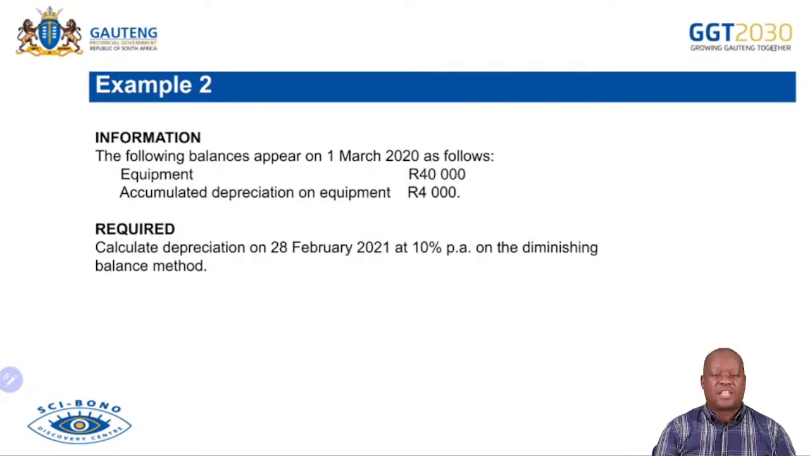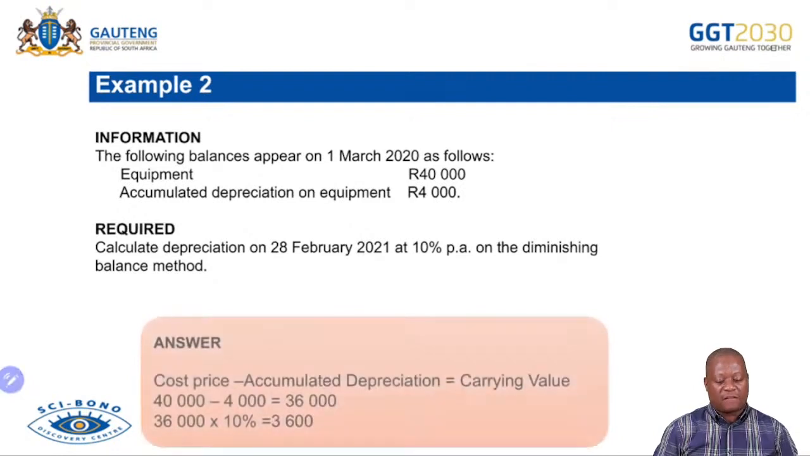Now, the rate is 10% and the method is diminishing balance method. Very important, method. So the minute they say the method is diminishing balance method, before you can do anything, please do me this favor. Find your carrying value. How do we find carrying value, by the way? Cost minus accumulated depreciation. So the cost is 40,000, accumulated depreciation 4,000. So we can now find our carrying value.